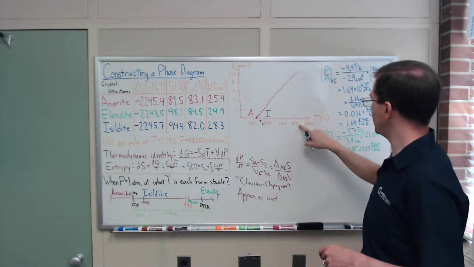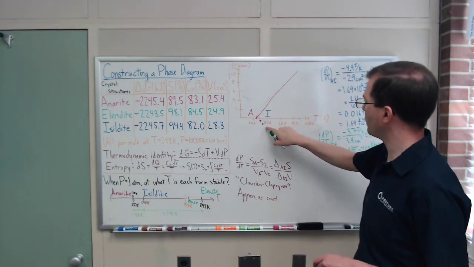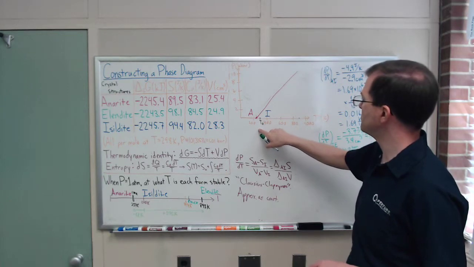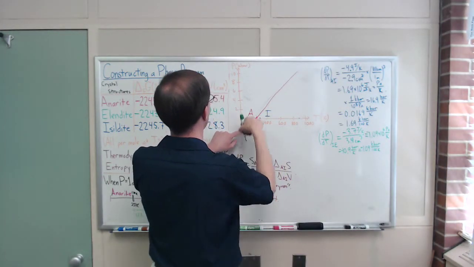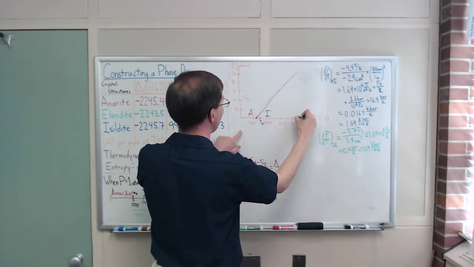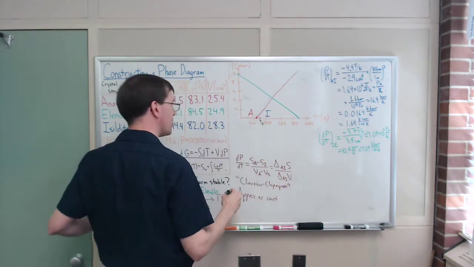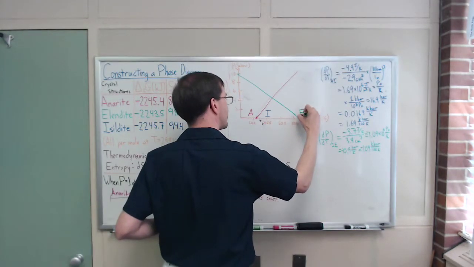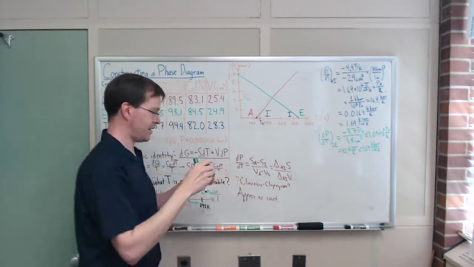So that'll be 1.1. So that's 1.1, 2.2, 3.3, 4.4, 5.5, 6.6, 7.7, 8.8, 9.9, there we go, 9.9, that's right up here. So I could just connect those dots. That is my boundary between elendite on this side and iseldite on this side.